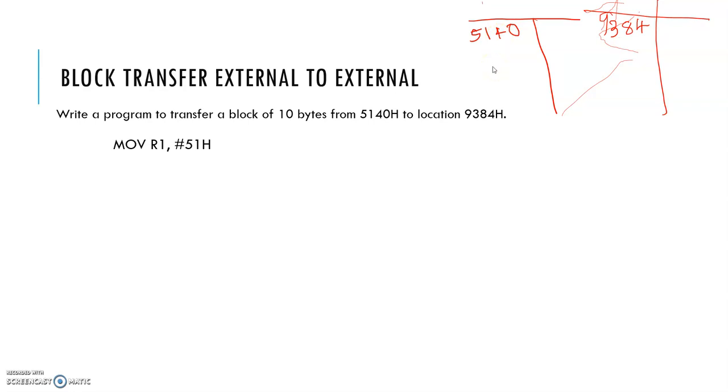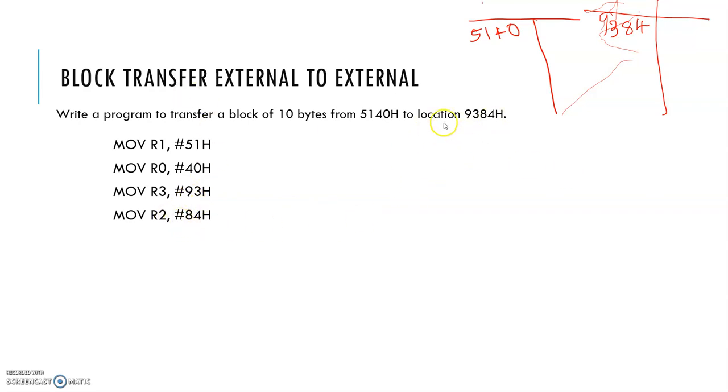First we need to initialize the source address. It is a 16-bit address. The higher 8 bits, that is 51, are stored in the R1 register and the R0 register holds the lower 8 bits. Lower bytes are in the R0 register and higher bytes in the R1 register. The destination address has higher bytes in R3 and lower bytes in the R2 register.